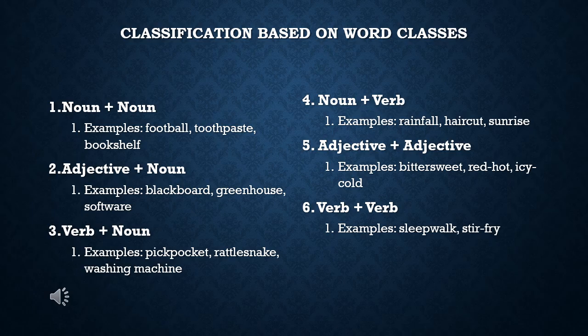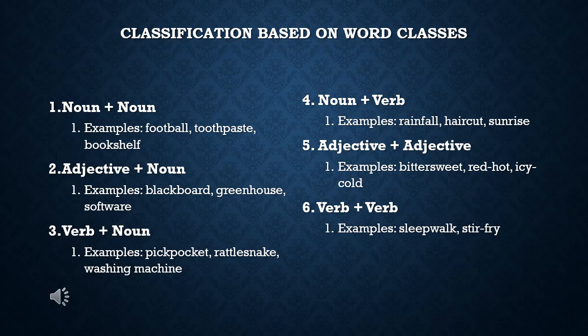At number two, we have adjective plus noun. For example, black is an adjective and board is a noun. Compounded together, they create the word blackboard. Similarly, green is an adjective and house is a noun. Together, they create the word greenhouse. Again, we have software, which is a very common example of compounding of adjective plus noun.